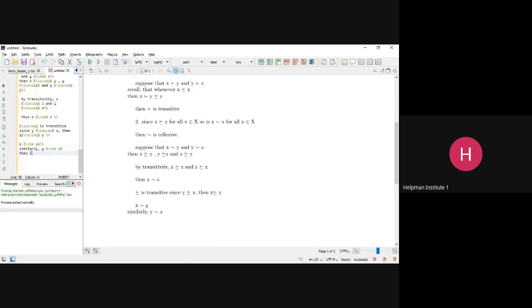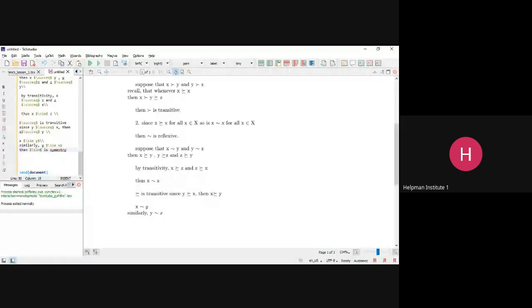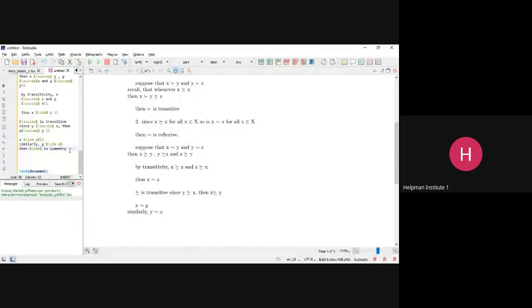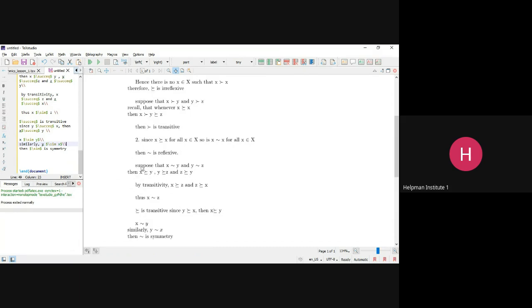This indifference is what? Symmetry. So that is the end of the proof for those two. All right. So I think we are all following. Any question at this point? Any question?